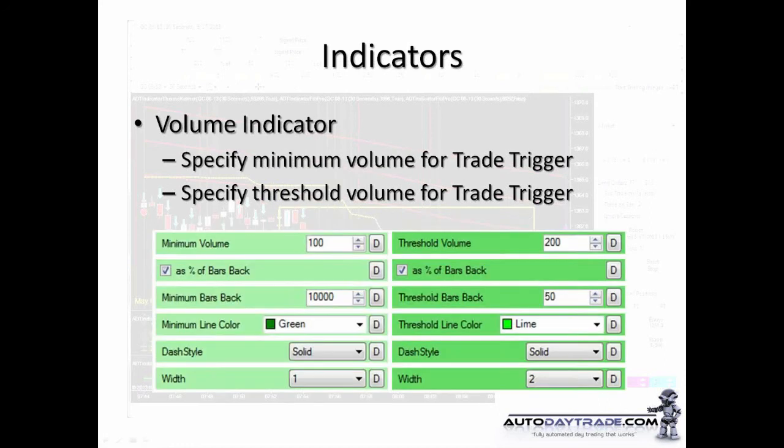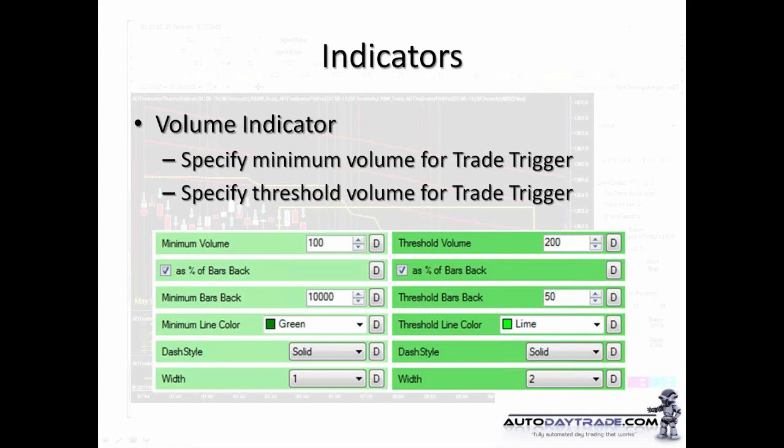First, you get to specify the minimum volume at which you're willing to enter a trade. You may set it as a % of some number of bars back from the current bar. You NinjaTrader users know exactly what that means. Or you may clear the checkbox and make it a fixed amount. Same with the threshold volume as shown on the right. The settings pictured here say, in essence, the volume at the current bar must at least exceed 100% of the average volume over the last 10,000 bars and exceed 200% of the volume over the last 50 bars.